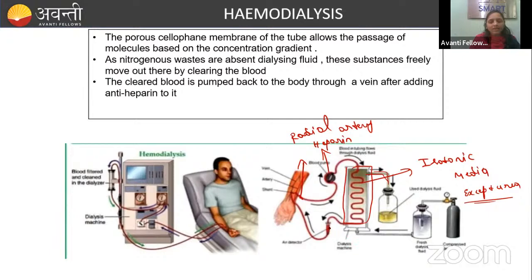Now they are adding the antiheparin. Now this blood will be passed through the vein. It is going to go to all the parts of the body. Okay, remember, guys. So this is how they do the dialysis.